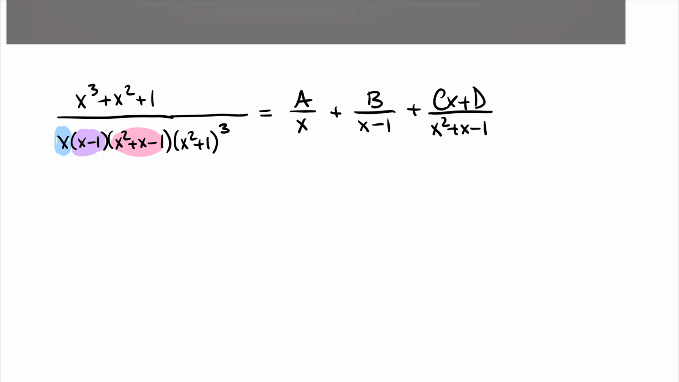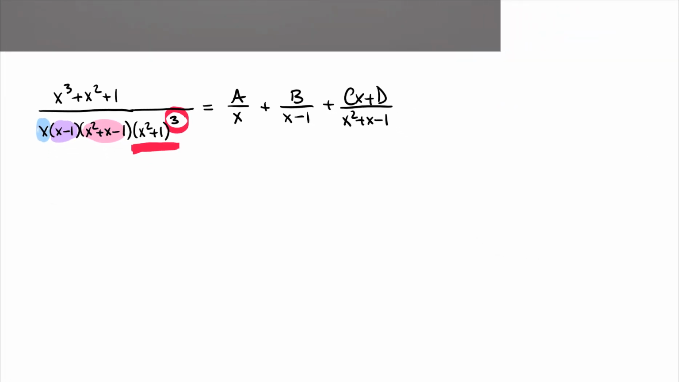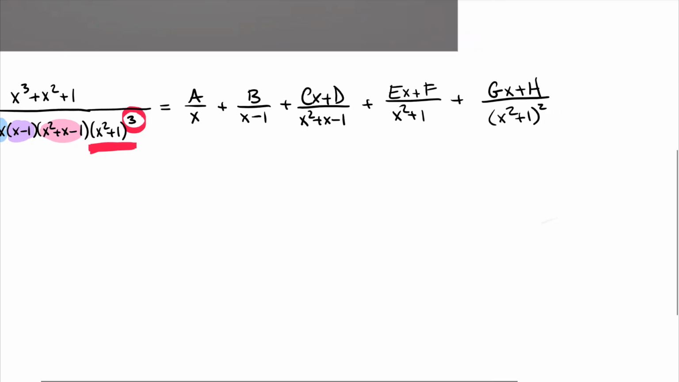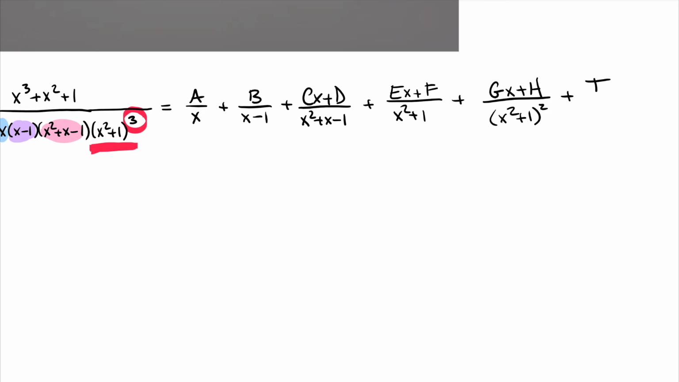But now we got to deal with this bad boy here. And notice that it's raised to the third power. So we have to perform that same trick that we did for repeated linear factors. We're going to need to write it as x squared plus 1, and we're going to write some Ex plus F. Next, we have to write the x squared plus 1, but we're going to need to square it. We need to keep doing this until we get to the number. So Gx plus H. And then we'd have to do one more, and then it would be Ix plus J all over x squared plus 1 cubed.